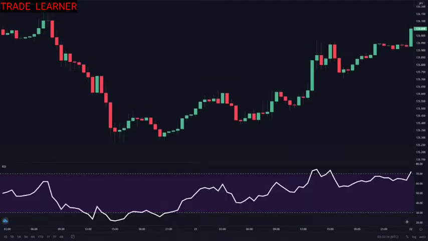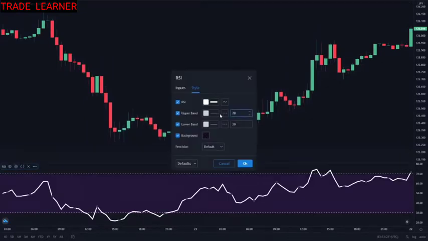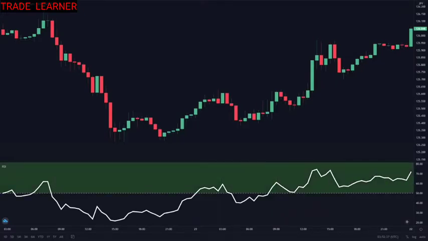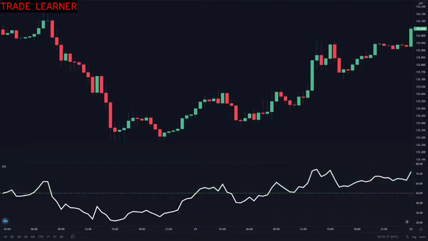Instead, we are using the RSI as a trend confirmation indicator, and to do that, first, we need to go to the indicator settings and change both of these levels to 50. So now we have a single line in the middle like this, and the way we use it to confirm a trend is very simple. If the RSI is above the middle line, it means that the price is on an uptrend, so you only take buy positions. And if the RSI is below the middle line, it means that the price is on a downtrend, so you only take sell positions.